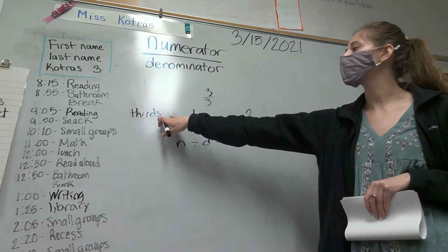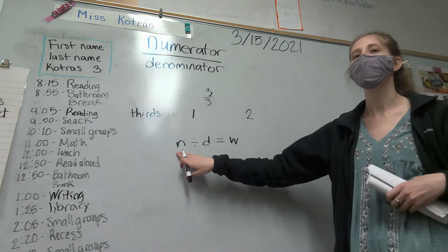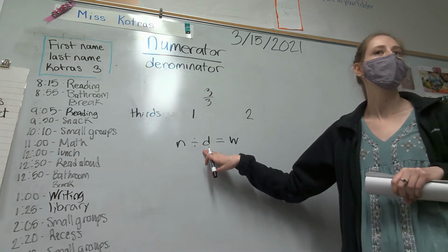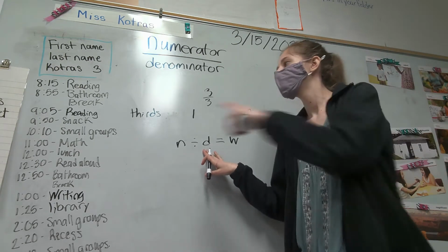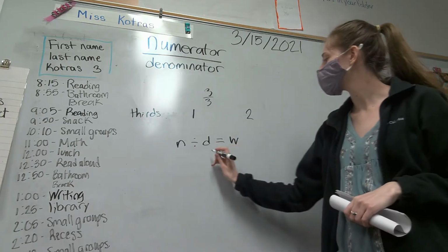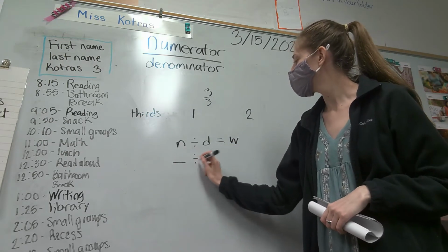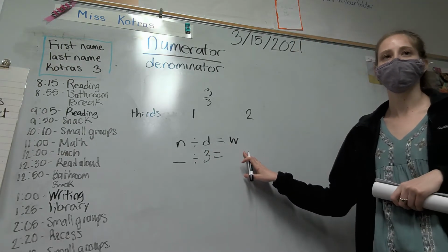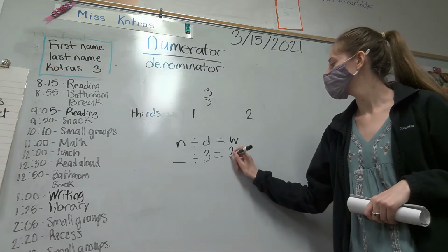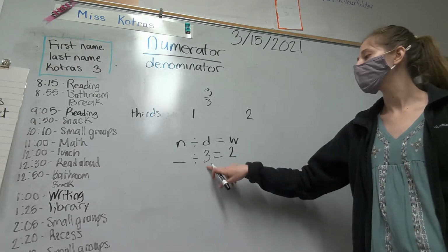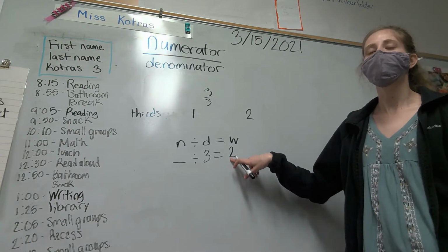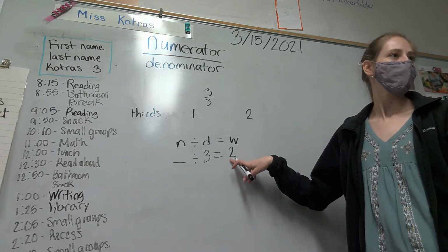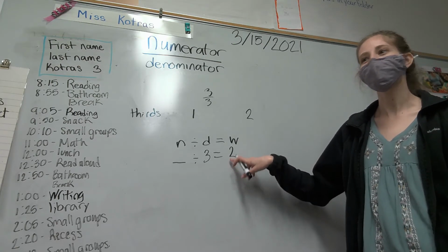So, if we're splitting into thirds, do we know our numerator? No. Do we know our denominator? Yes. What's our denominator? Raise your hand. Ricky, what's our denominator? 3. So our denominator is 3. So something divided by 3 equals our whole number, which is, Micaiah? 2. So we don't know our numerator, we know our denominator, and we know our whole number. What can we do to use our reciprocity rule?